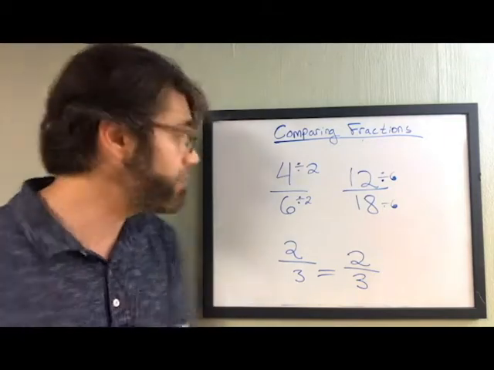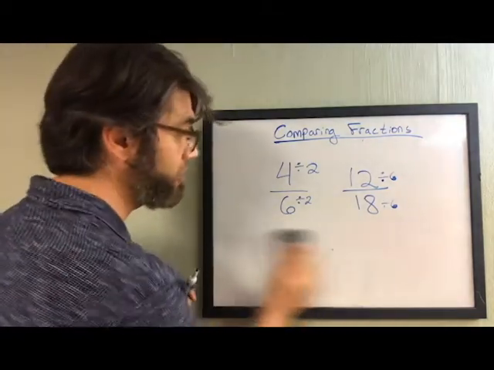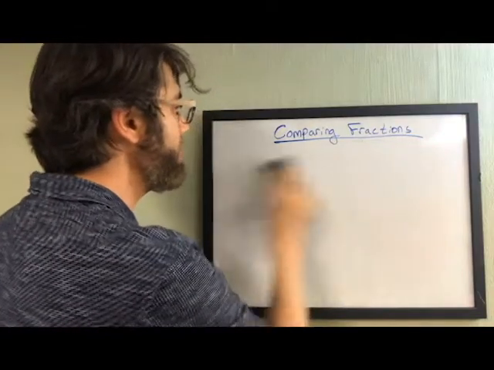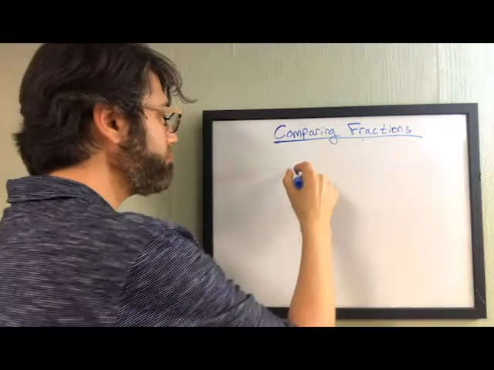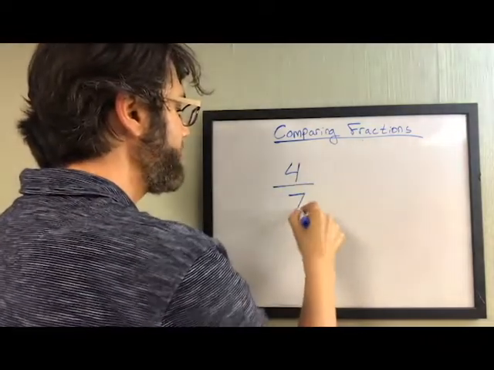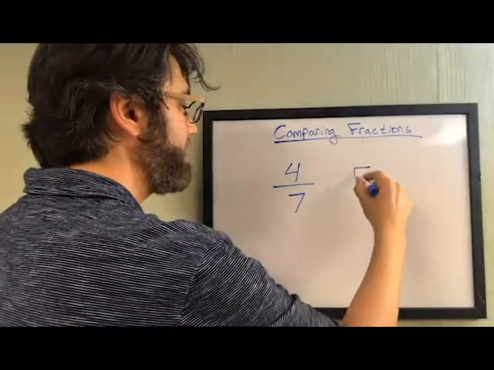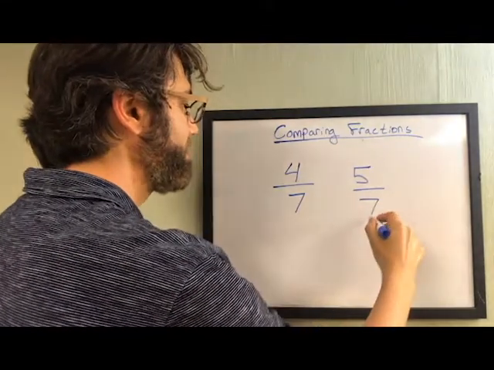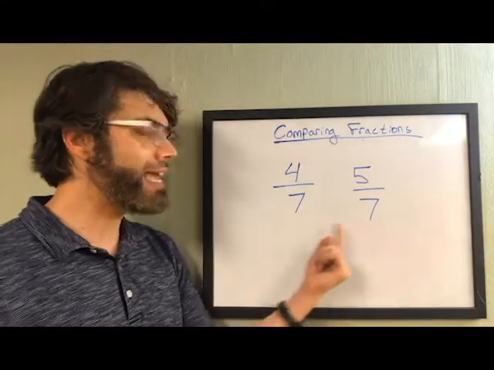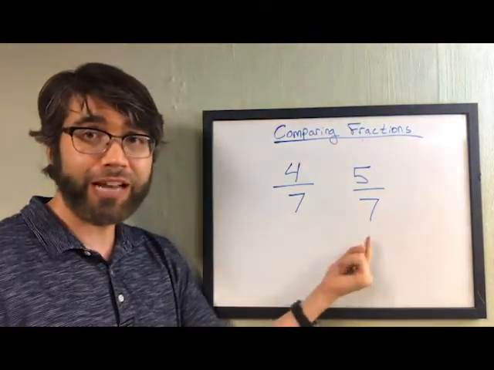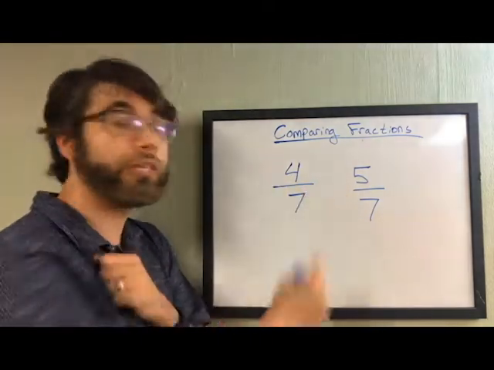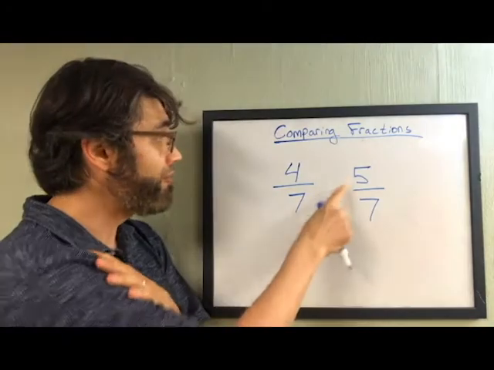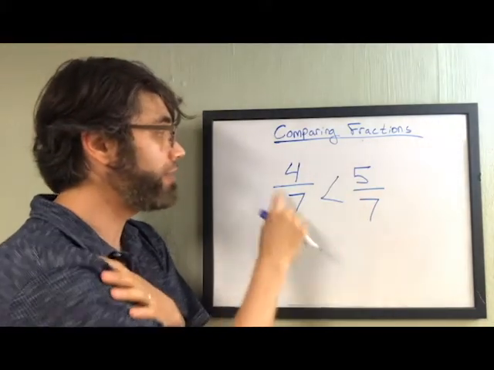Okay, let's do something that is not necessarily equal. How about, let's say, 4/7 and I'll do an easy one, 5/7. Okay? If they share the same denominator, then all you have to do is look at the numerator and see which one is bigger. So 5/7 is going to be more than 4/7.